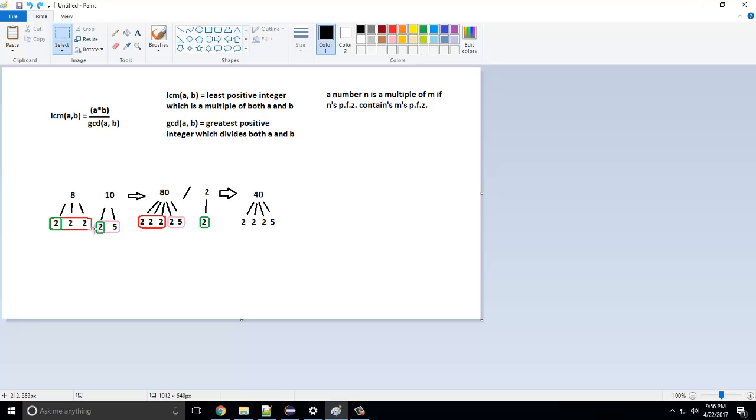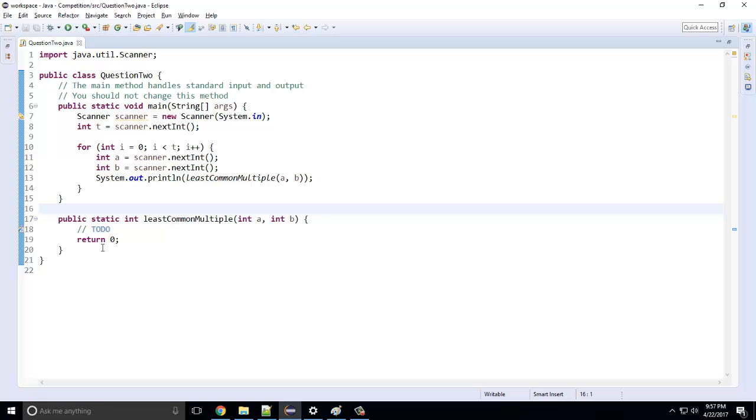Here we kind of double counted one of the 2's. We needed a 2 for both 8 and 10, but we put in more than we needed. We can still see 8 and 10 in the prime factorization without that fourth 2 that we included. So dividing by the greatest common divisor is how we get the least common multiple instead of just any multiple. So let's go implement this in code.